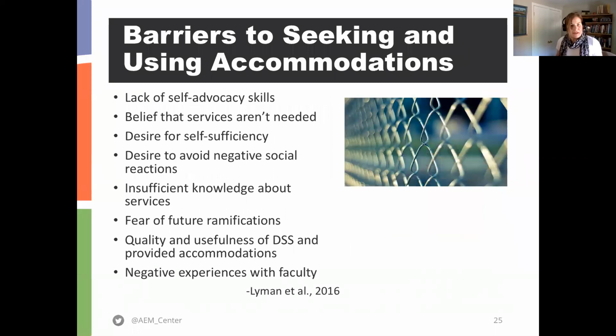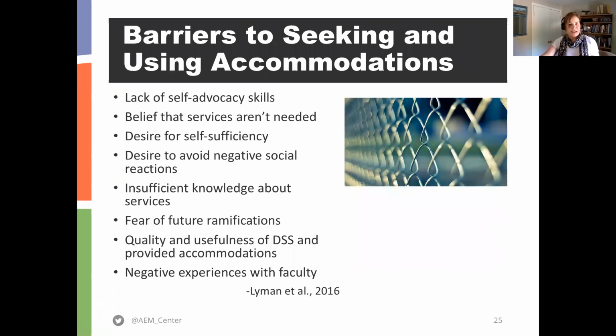Some of the barriers that are research-based that students experience, so these are real barriers. They're not just suspected barriers, but all of them really make sense. Some things that get in the way of students seeking and using accommodations, because getting the accommodation is just the first step. Using them is the second step. So lack of self-advocacy skills, the belief that services aren't needed. I've graduated from high school, so I've conquered learning. I no longer need them.